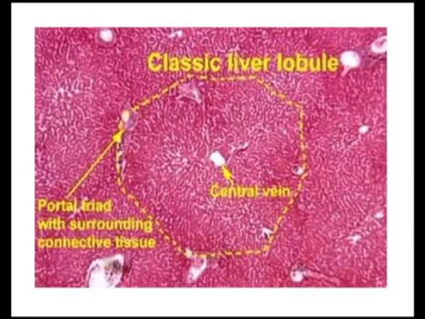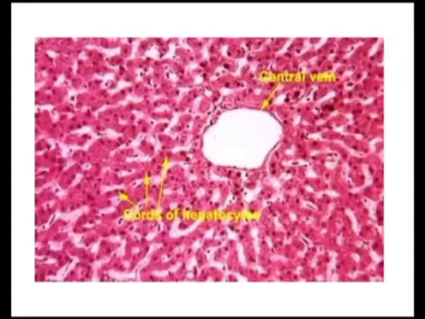This is the microscopic picture. You can see the central vein, and this area which is surrounded by this yellow colored dotted line gives rise to the classical liver lobule, which is roughly pentagonal. You can see the portal triads on different corners. At rather 6 corners of this liver lobule we have the portal triads with surrounding connective tissue. So this is the microscopic picture of the liver when we see it under the microscope.